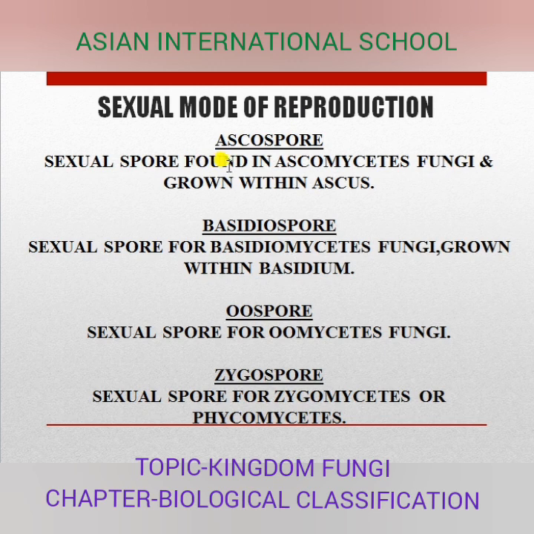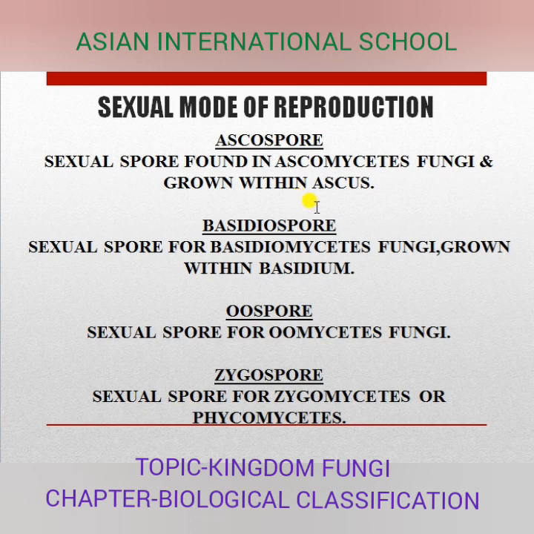So first of all, in the case of ascospore, you can see these are the sexual spores, which are commonly found in one kind of fungi, that is the ascomycetes. In the next slide we will be discussing this ascomycetes. And keep it in your mind, in this ascomycetes fungi the spore is generally growing within a fruiting body, a reproductive structure in fungi, that is commonly known as the ascus.